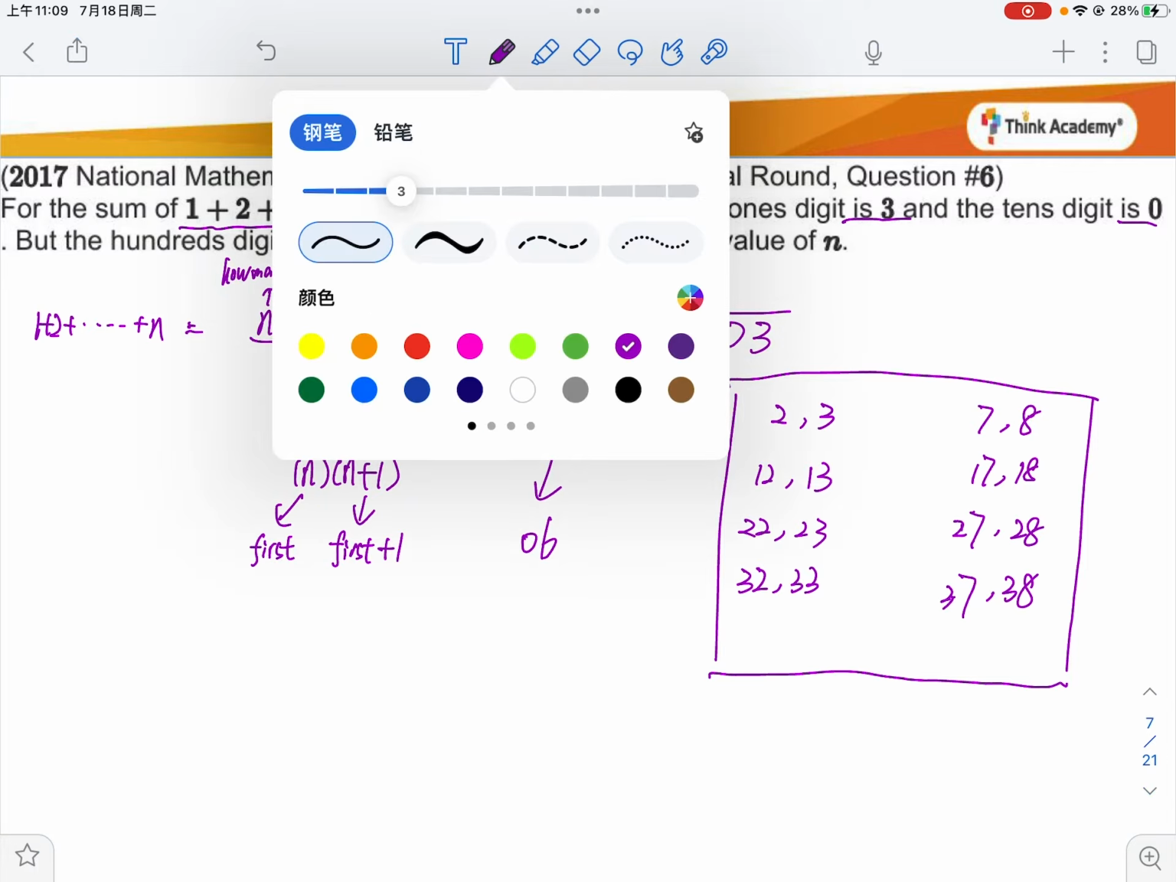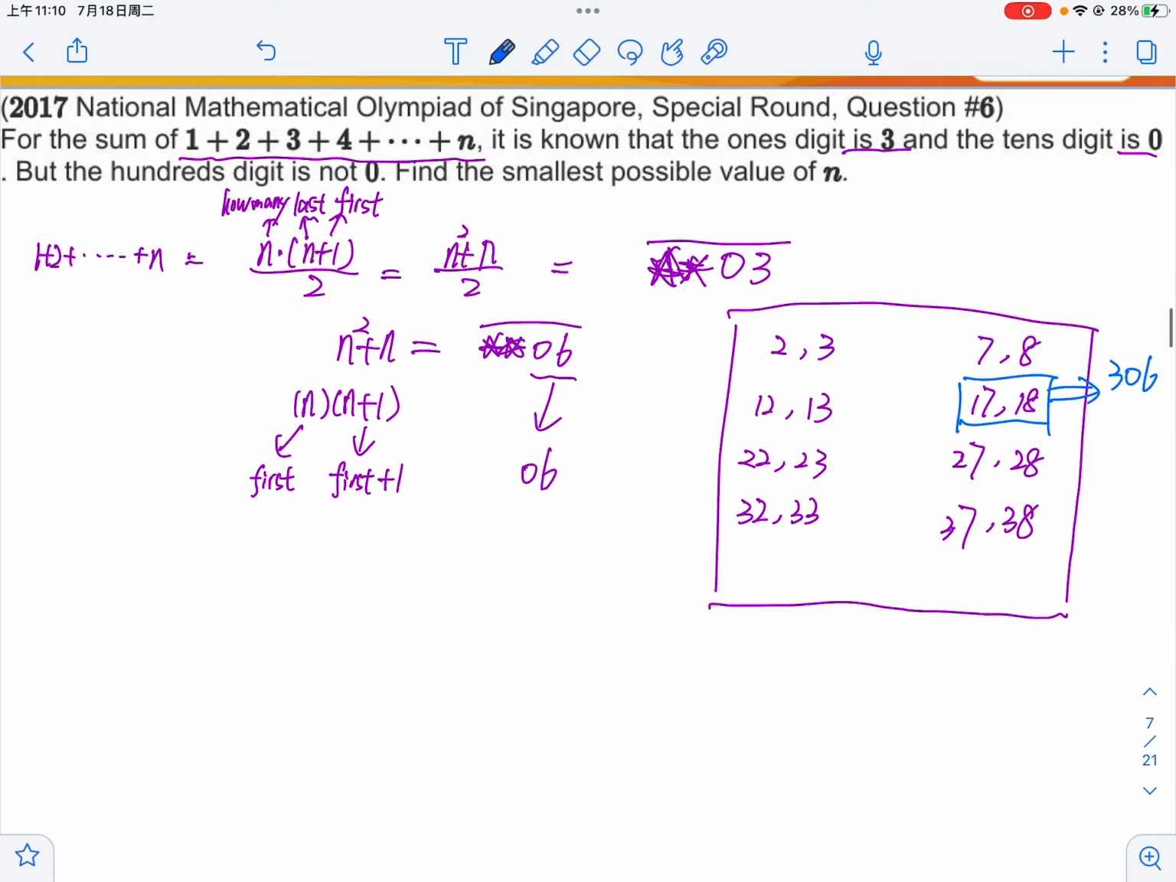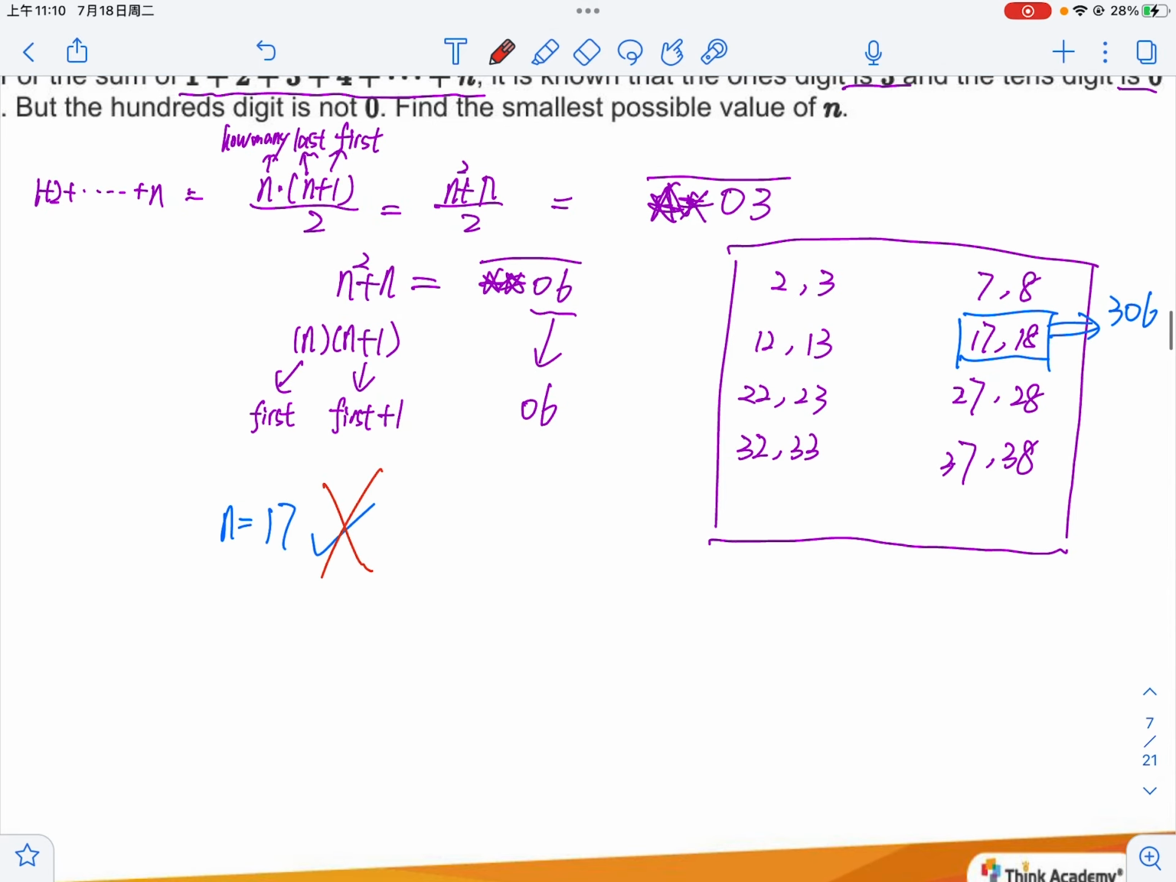Okay, so this question is very hard. If you test 17 times 18, I will tell you the conclusion: the answer will be 306. Then you think, okay, I found the answer, so n equals 17. Then you write the answer. And actually, this is wrong, because you just calculated 17 times 18 and you need to divide by 2. The answer is what? The answer is 306 divided by 2.